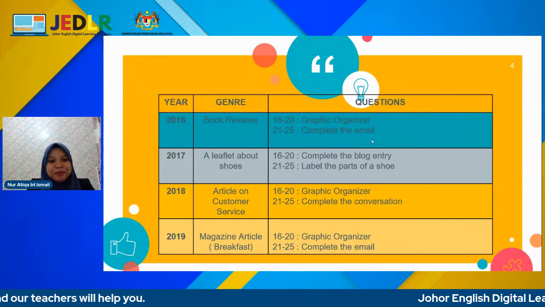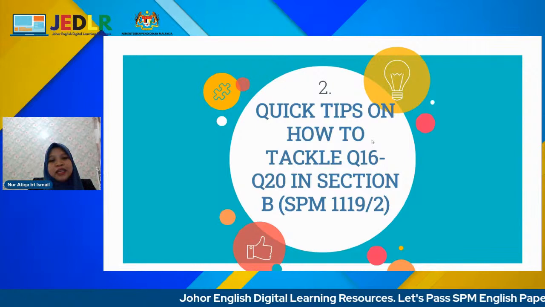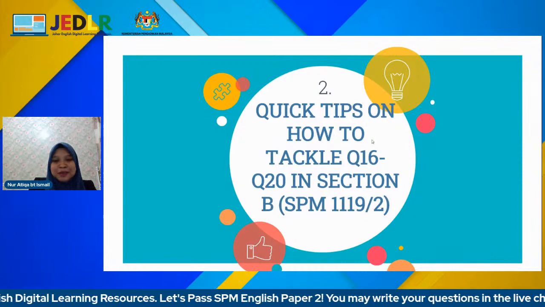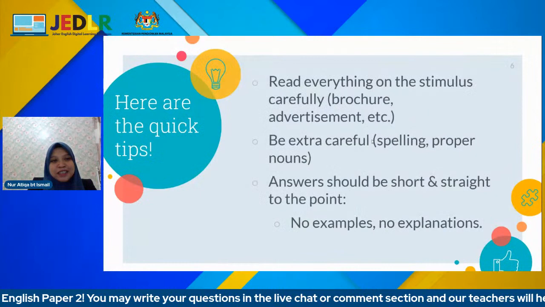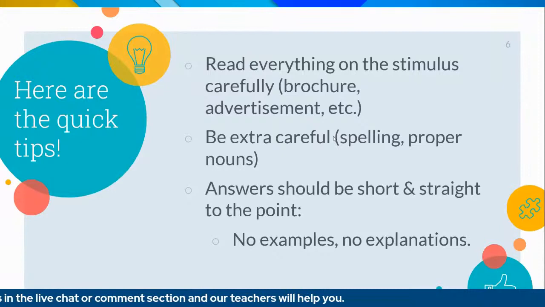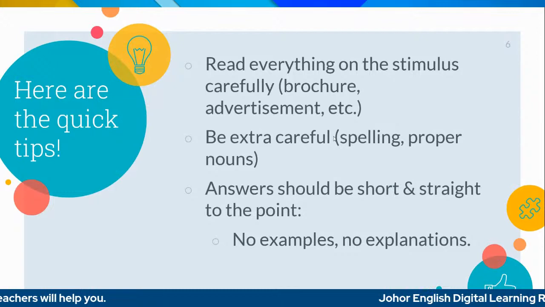The next one would be quick tips on how to tackle question 16 to 20 in section B. Okay, just as I promised before, my quick tips is not going to be that long. The first tip is you need to read everything on the stimulus carefully. Meaning, awak baca semuanya bila awak dapat kertas perisian. When you get the paper, you need to read everything first.